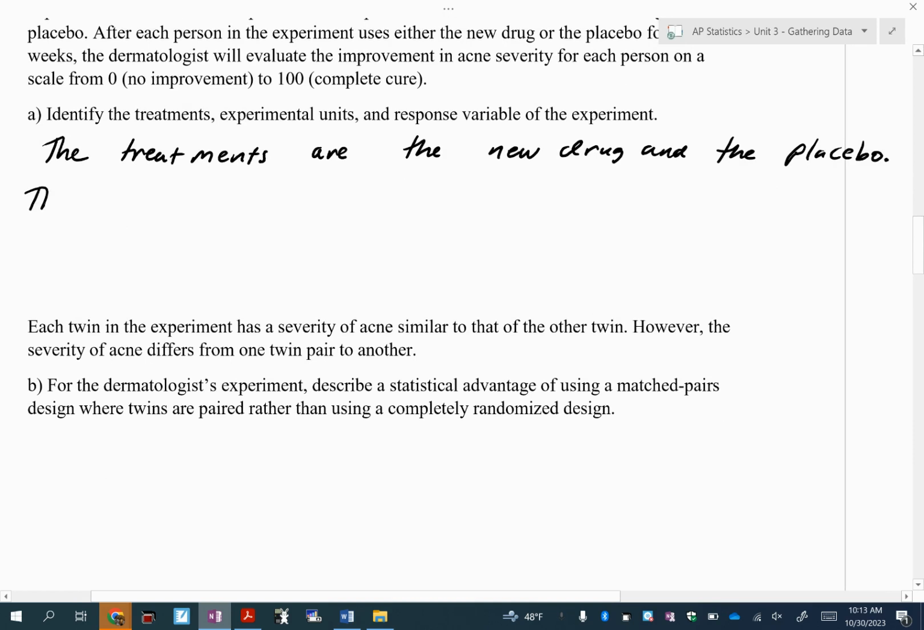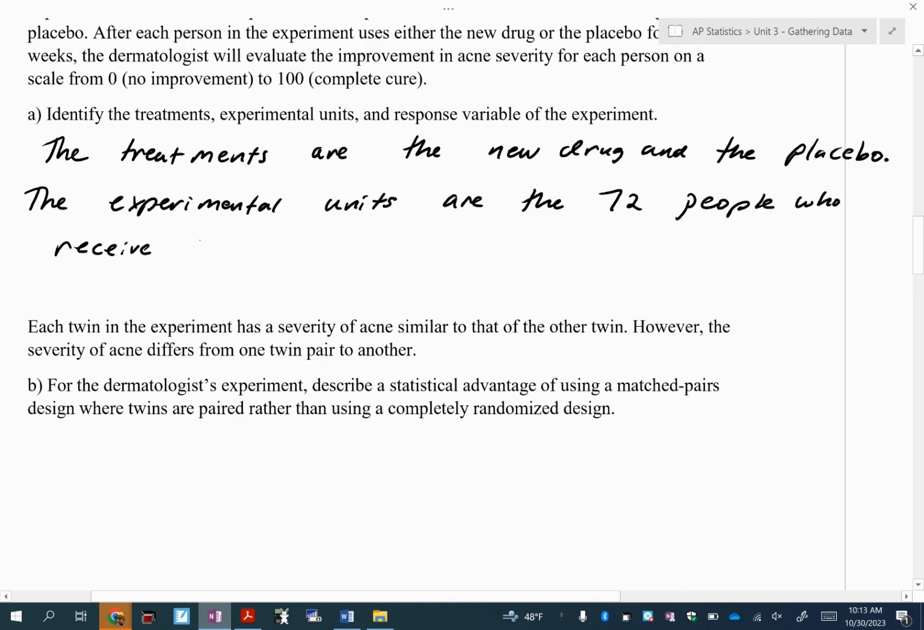Okay? The experimental units, we don't usually say experimental units for people, right? But in this case, the experimental units are the 72 people who receive the new drug or placebo.